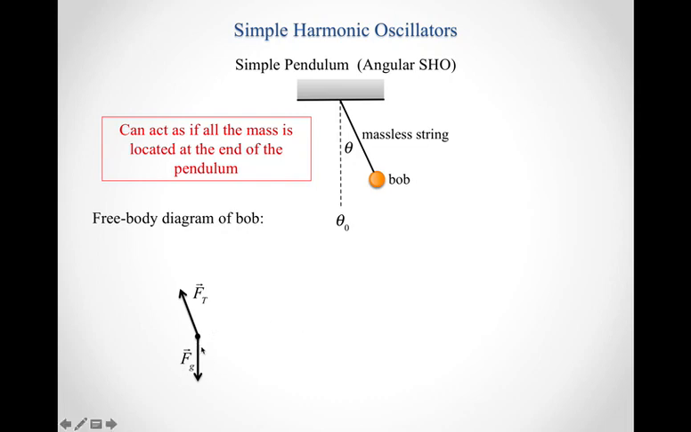So if I draw the free body diagram of the bob, there are two forces acting on it. There's the gravitational force pulling it down because it has mass. It's not in contact with any surfaces. So the only thing left is that there's this tension force that acts back along the string.